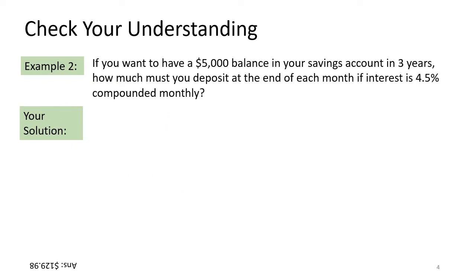Let's look at one more example. If you want to have a $5,000 balance in your savings account in 3 years, how much must you deposit at the end of each month if interest is 4.5% compounded monthly? Again, end of each month, and it's compounded monthly. So again, an ordinary simple annuity.